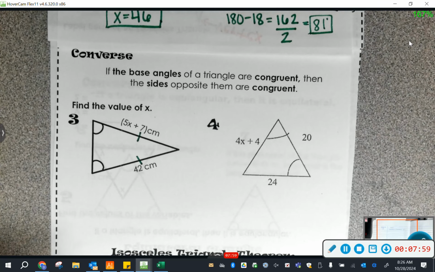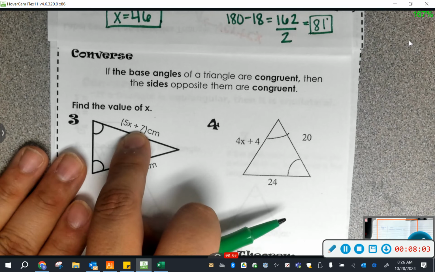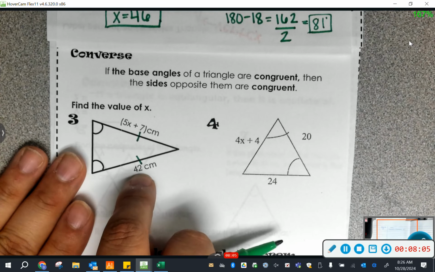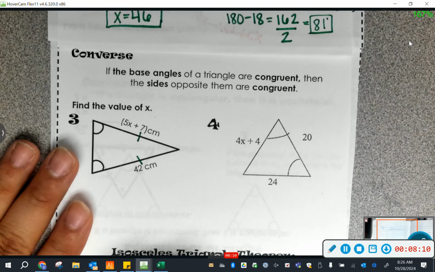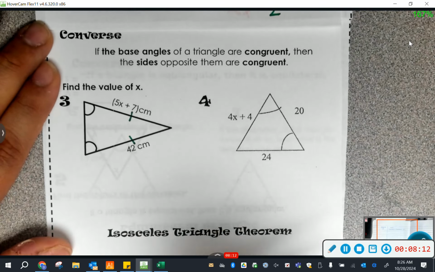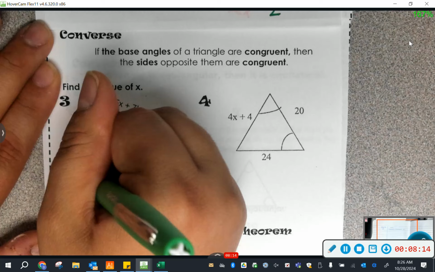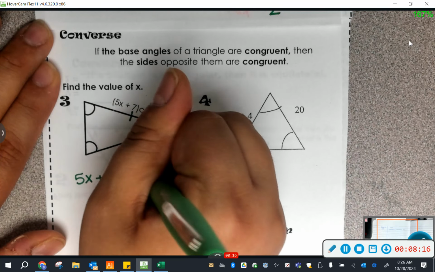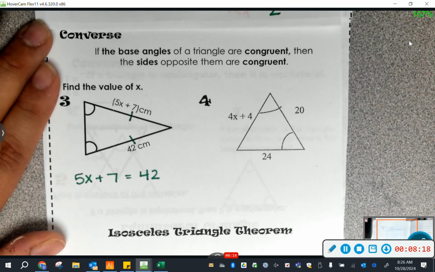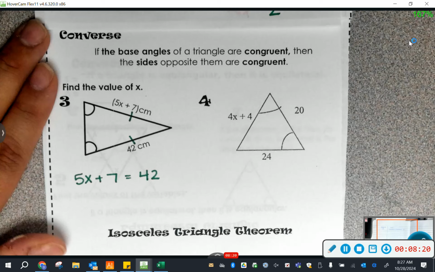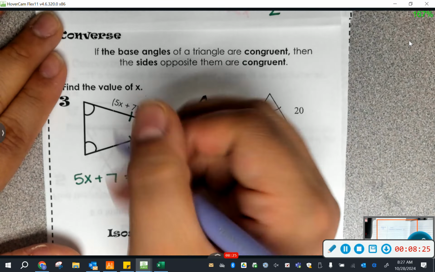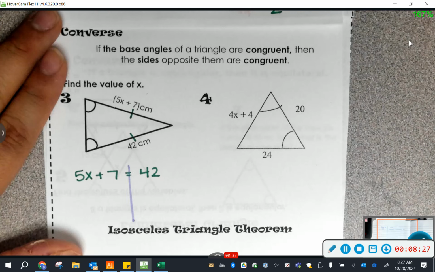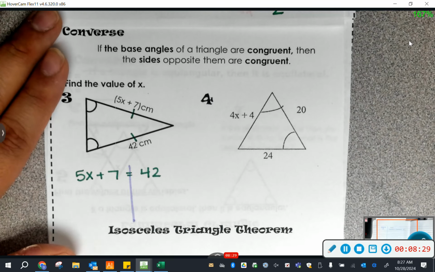Well, if I add tick marks here, what do tick marks mean? They're the same. So if this is 5x plus 7, what's this side? And if this side's 42, what's this side? So what can my equation be to find x? How do I get x by itself? I got to subtract. Get rid of that side chick.